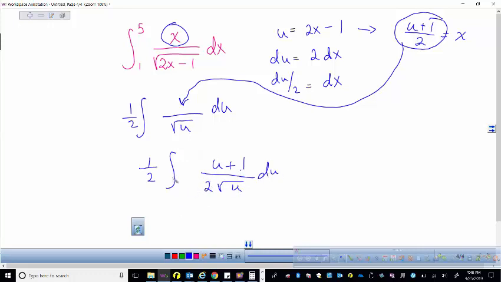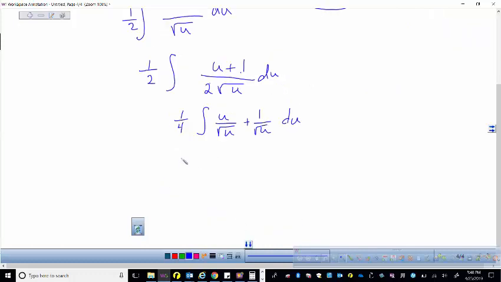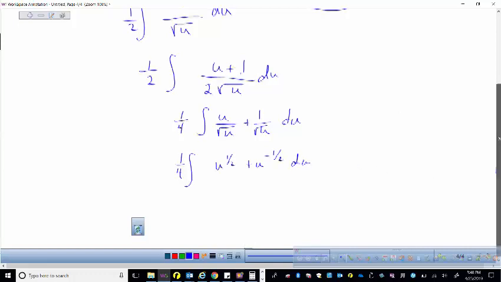I can actually move this 2 out front as well, so I'm going to make that 1/4 times the integral of u over the square root of u plus 1 over the square root of u du. So I'm breaking it up into 2 parts. So that's 1/4 integral. That would be u to the 1/2 plus u to the negative 1/2 du.